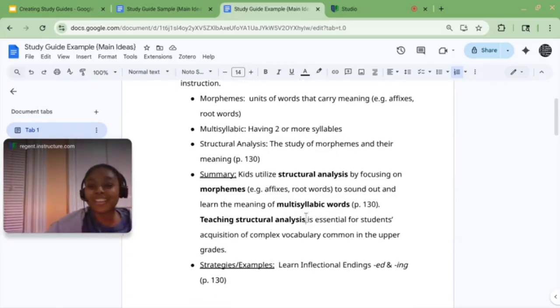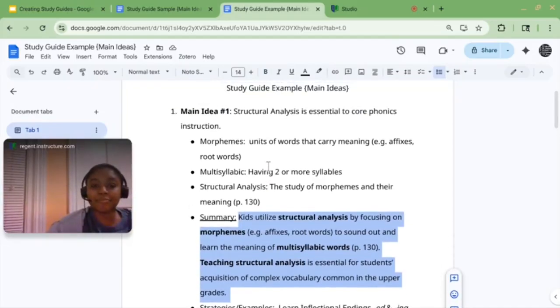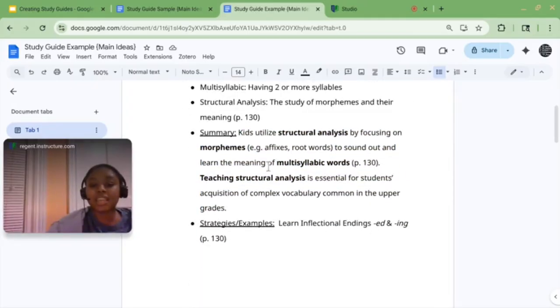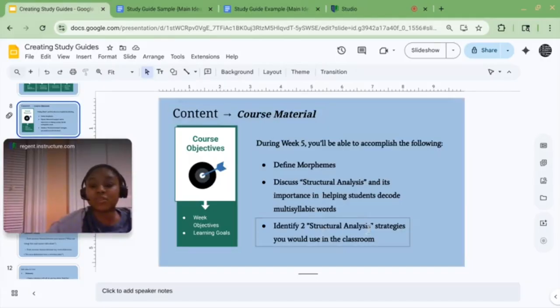And so I would get more into detail what structural analysis is, but that's not the purpose for this video, even though it's fun for me to talk about. But essentially, my summary reinforces my main idea that structural analysis is essential. And then here I have a strategy or example that I would talk about more in detail during the test, especially if it's an open-ended test where I have to explain which strategies I would use, and that ties back to the structural analysis strategies objective that I had.